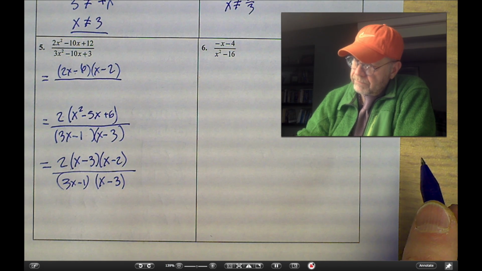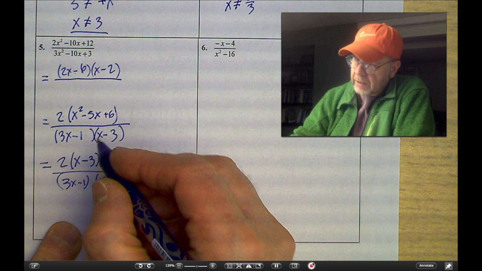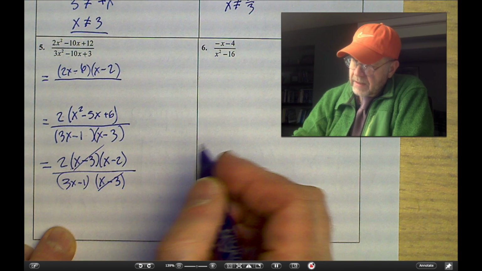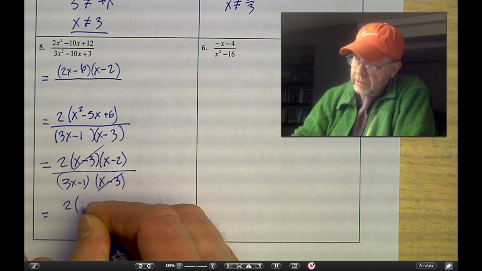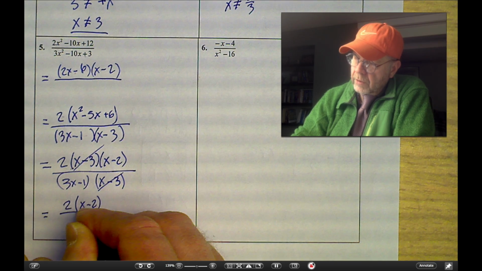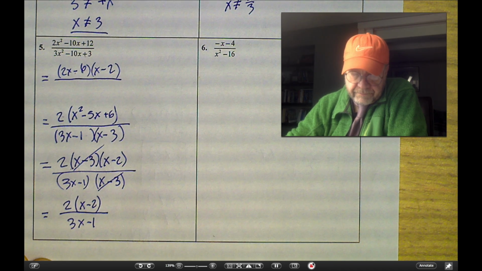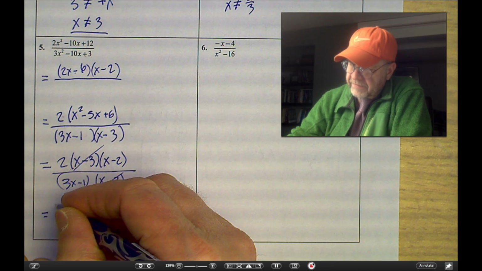All right, we've come this far. What else can we do? Well, look, those 2 can go, and we would be left with 2 times x minus 2 over 3x minus 1. There's your simplified expression right there.